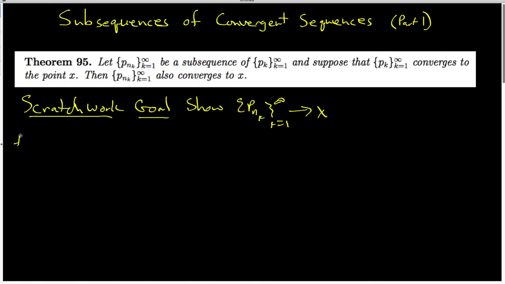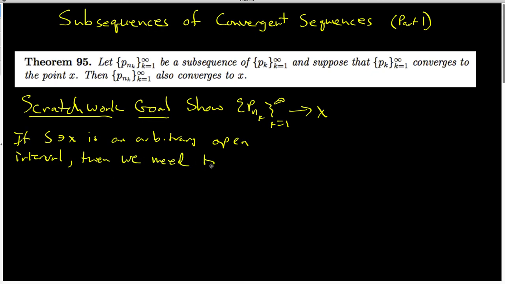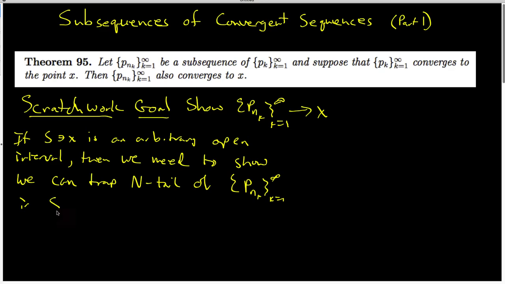Well, that means that if I take S being any open interval that contains x, so this is an arbitrary open interval, then I need to be able to trap a capital N tail of the subsequence inside S. So then we need to show we can trap a capital N tail of the subsequence inside the open interval S.